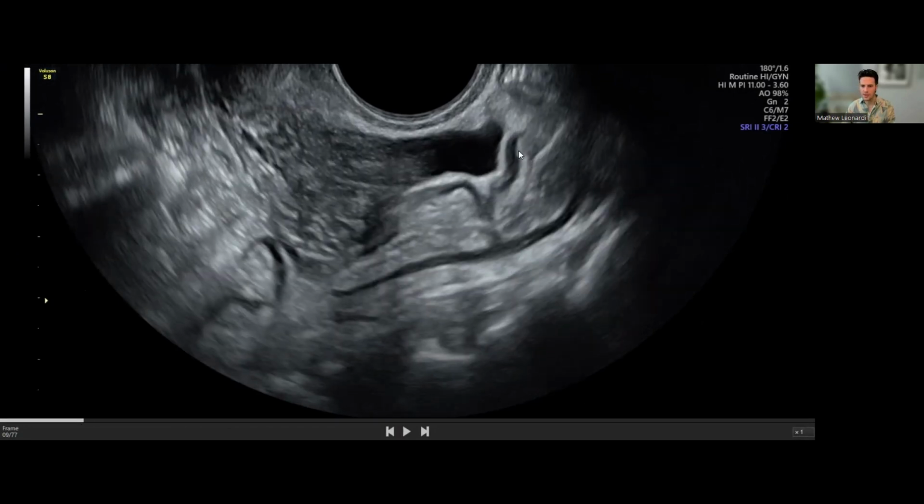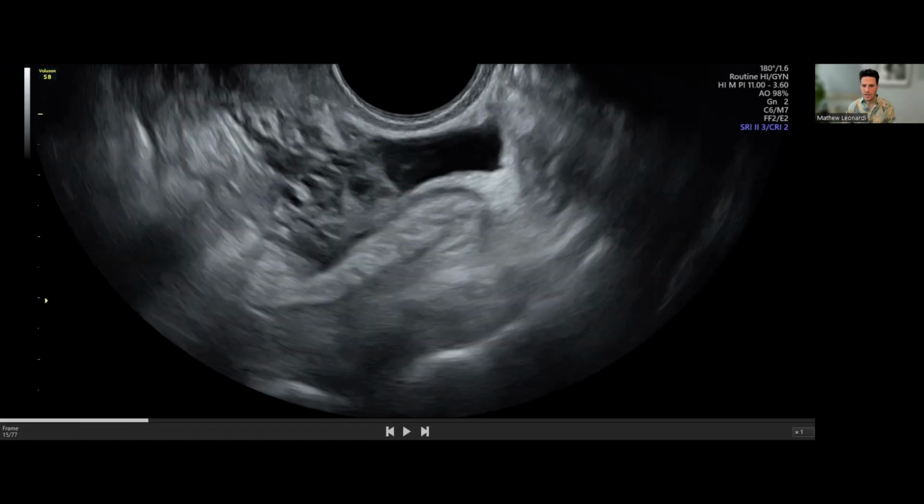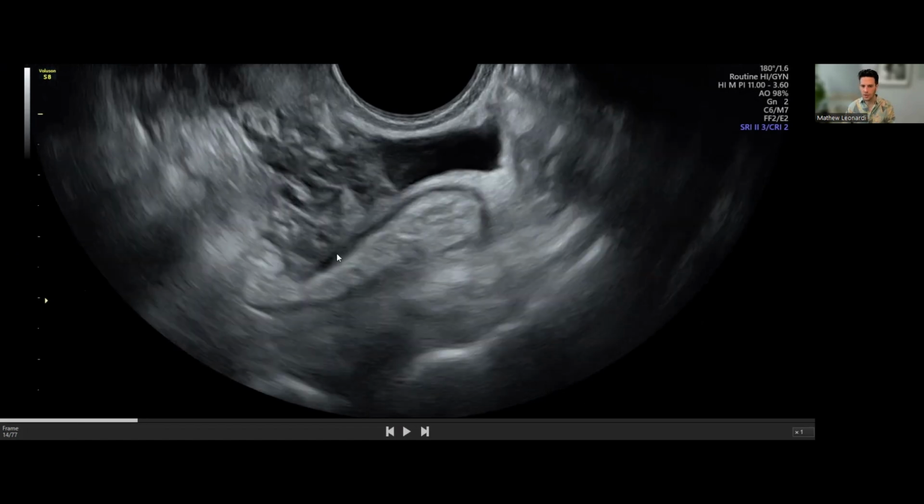We're seeing this is where this fold is coming in here. It comes up here. We're seeing a very overall similar thickness of that muscularis layer all throughout. Comes down here and then around.